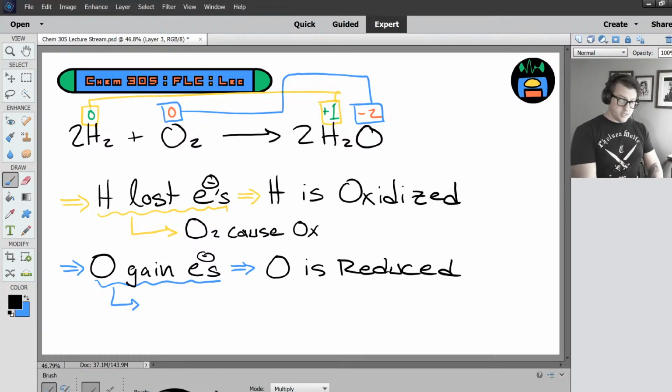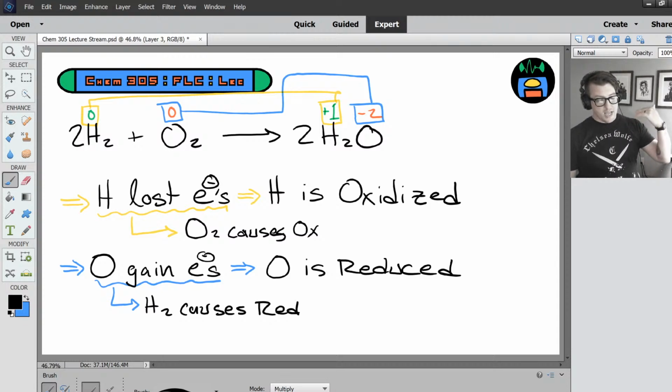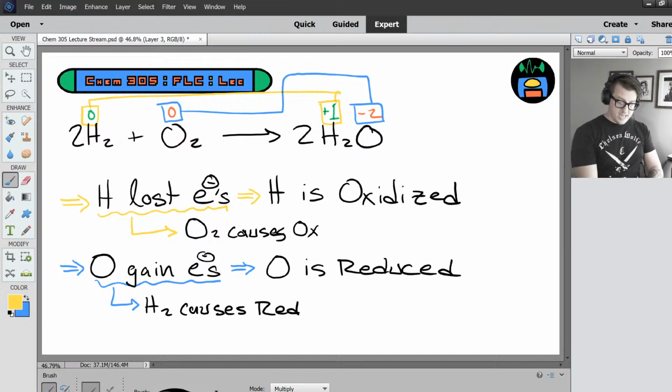And if we ask the same question about oxygen, what compound reacts, causing that oxygen to be reduced? The answer is H2. H2 causes the reduction. And so because O2 is the molecule that causes the oxidation, we say that O2, oxygen, is the oxidizing agent.